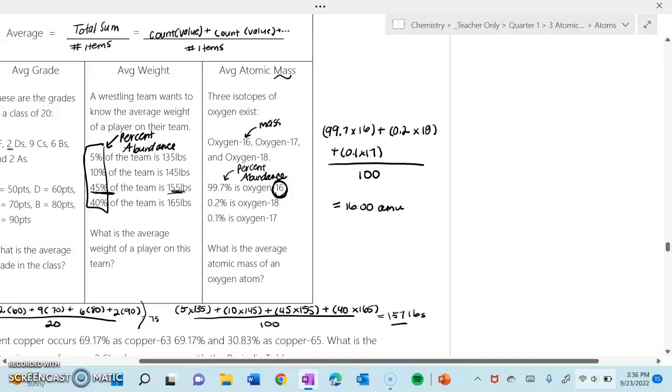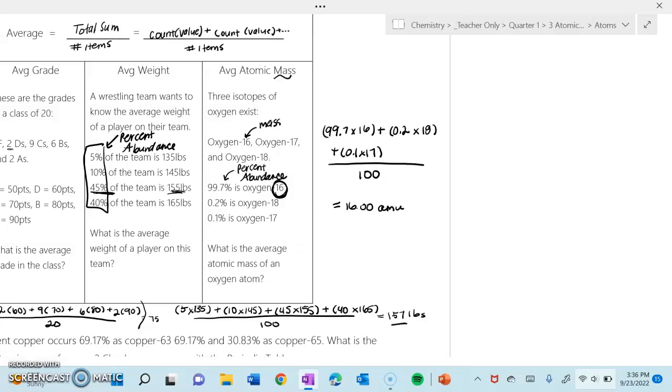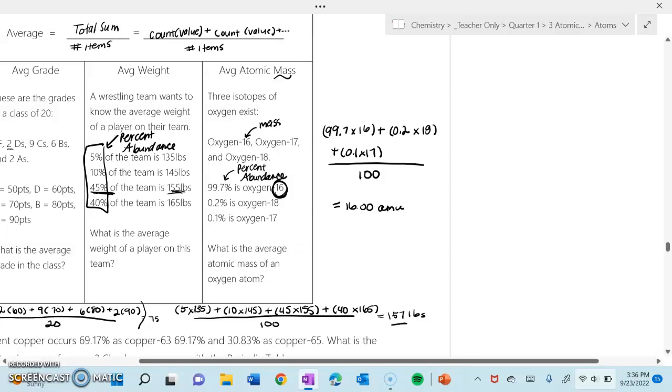We talked about that in part 1 of our subatomic particle notes. AMU are just really, really tiny mass units for atoms instead of trying to talk about it in terms of grams, which would be so microscopic it wouldn't be helpful. So AMU is what we use. And so there is our average atomic mass. And again, the highest percent abundance should match your average the closest, and it does.